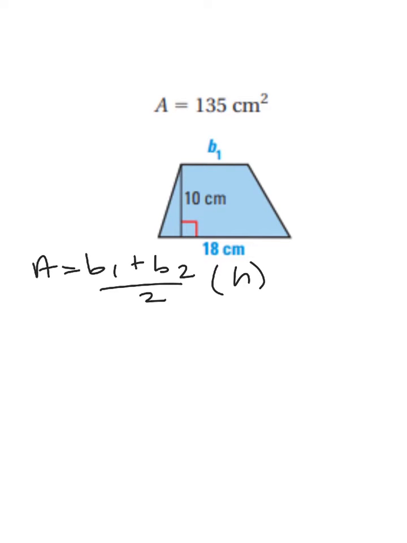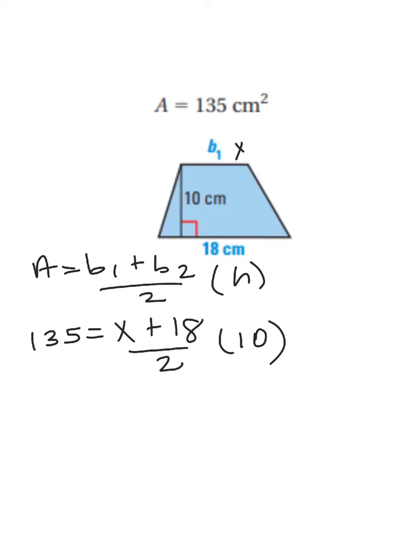And I'm going to start plugging in what we have. The area is 135. We are looking for base 1, and I'm going to replace that with x. Base 2 is 18, so plus 18, divided by 2, times the height, which is 10.